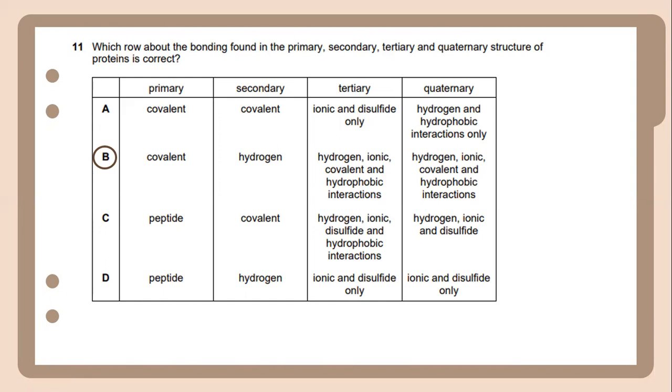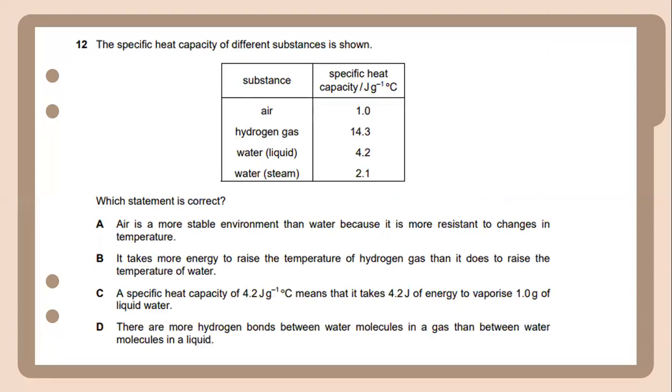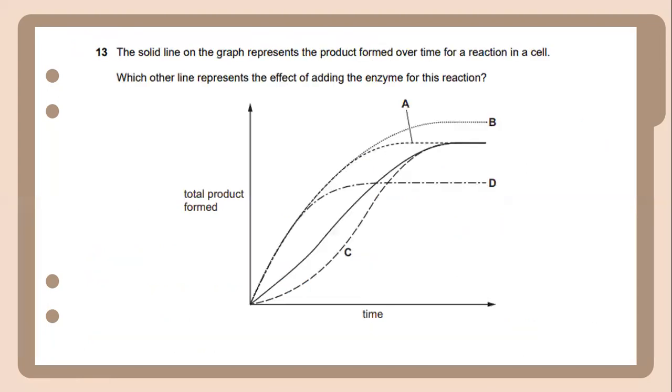The specific heat capacity of different substances is shown. Which statement is correct? It takes more energy to raise the temperature of water than it does to raise the temperature of hydrogen gas. So the answer will be: air is a more stable environment than water because it is more resistant to changes in temperature.